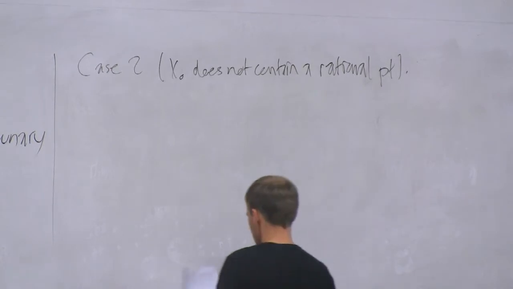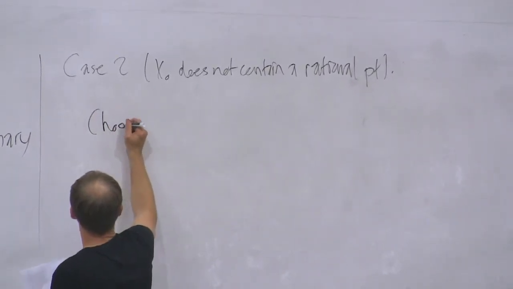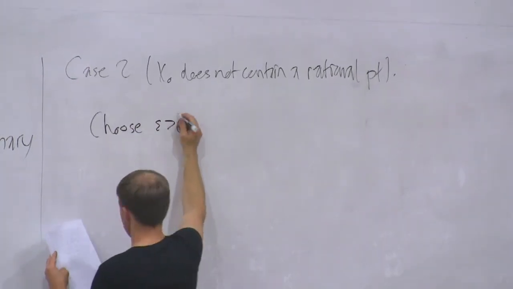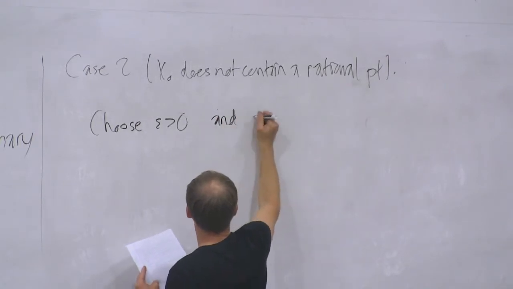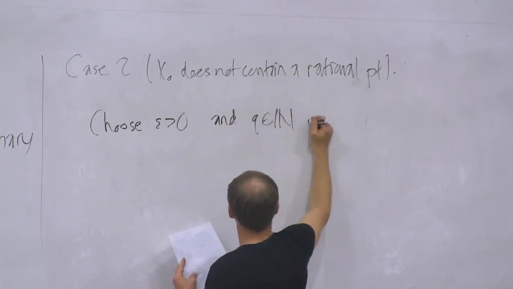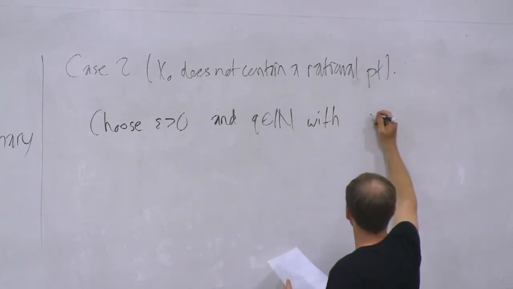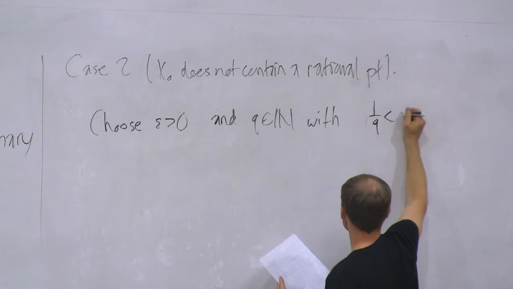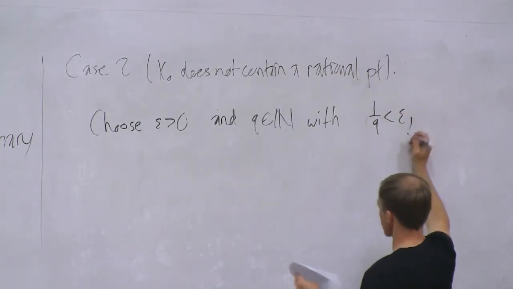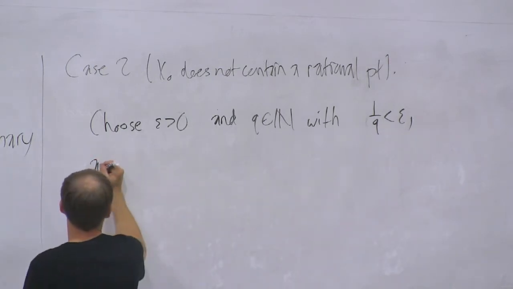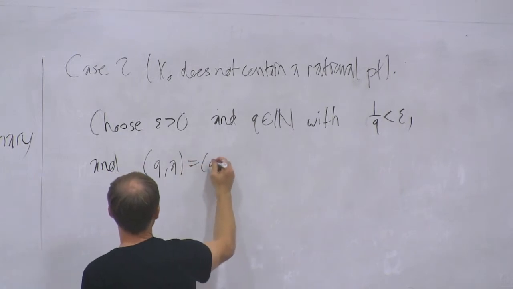Okay, so here's the idea. Let's choose epsilon bigger than 0. And let's choose an integer q, well, let me say it this way, with 1 over q less than epsilon. Okay? And by the way, let's also choose q so that it's co-prime to a and b. So GCD of q and a equals GCD of q and b equals 1. Okay?